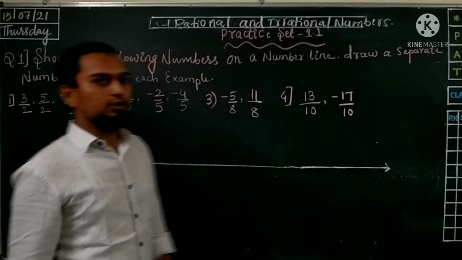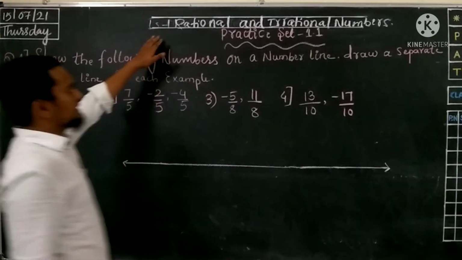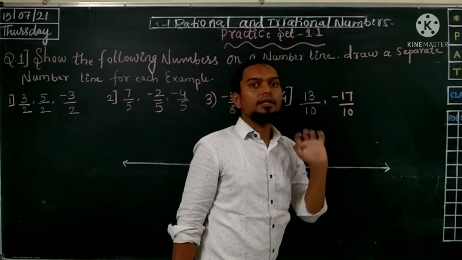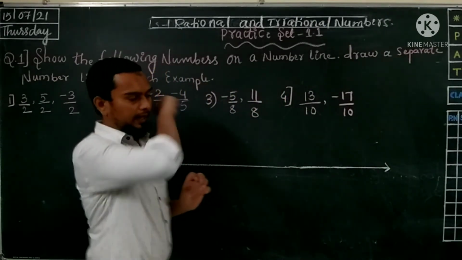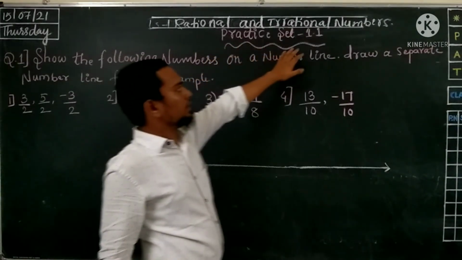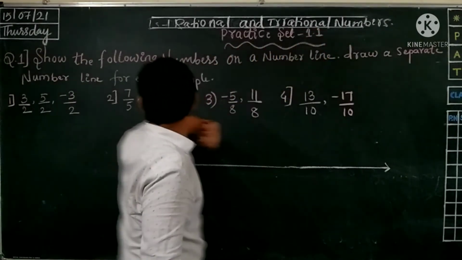Students, welcome to the math session. This is lesson number one, rational and irrational numbers. Practice set number 1.1.